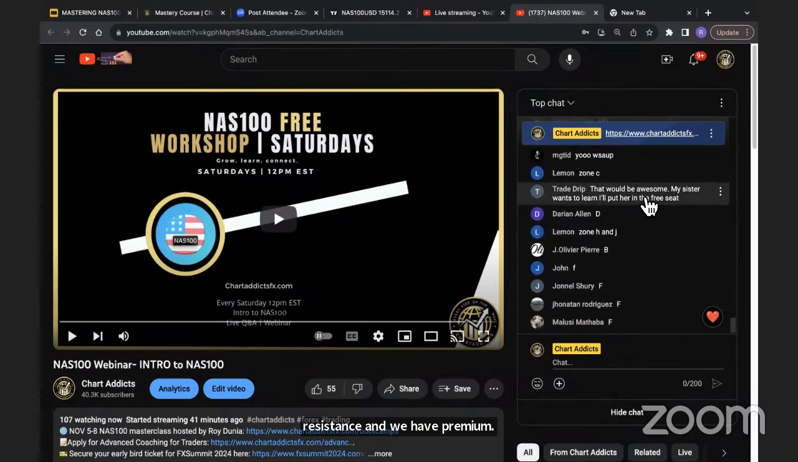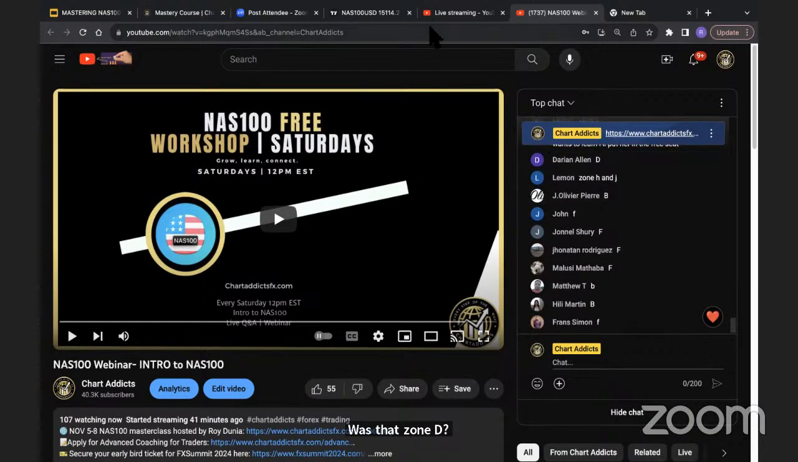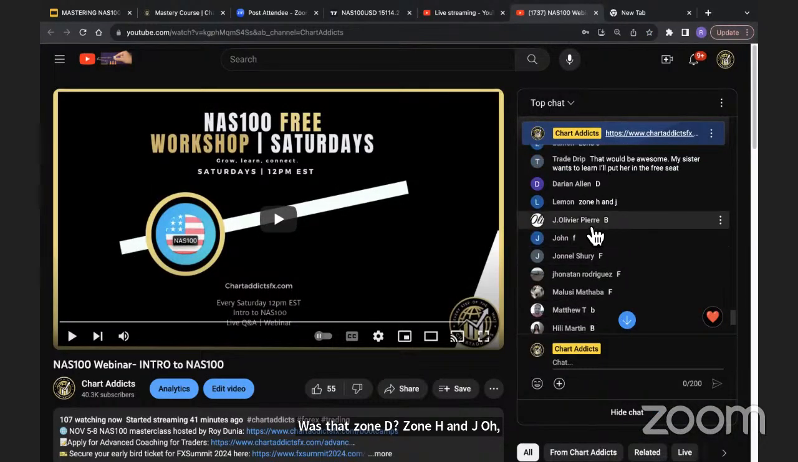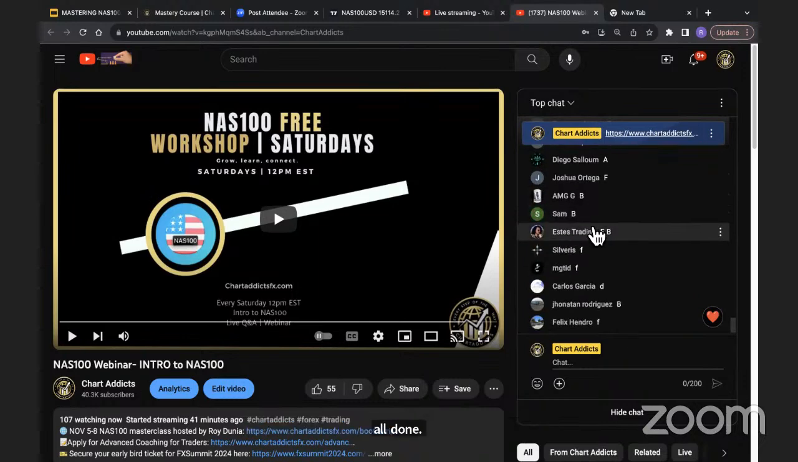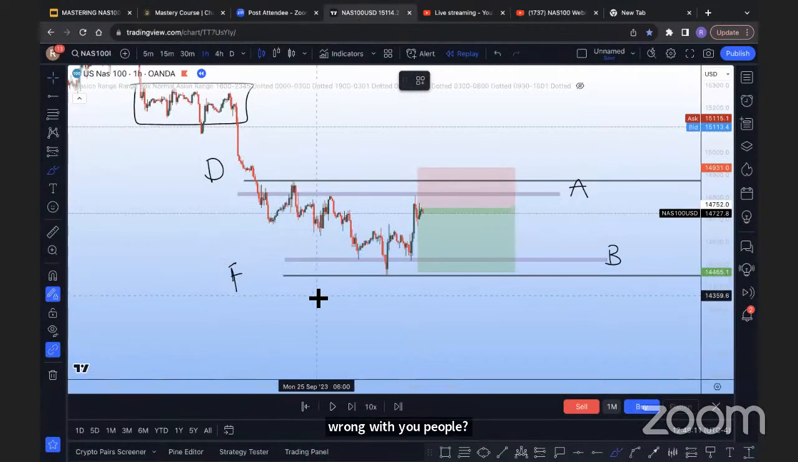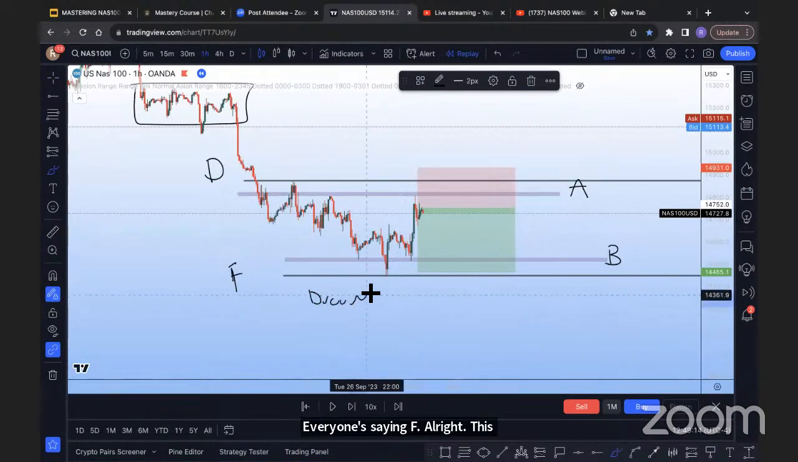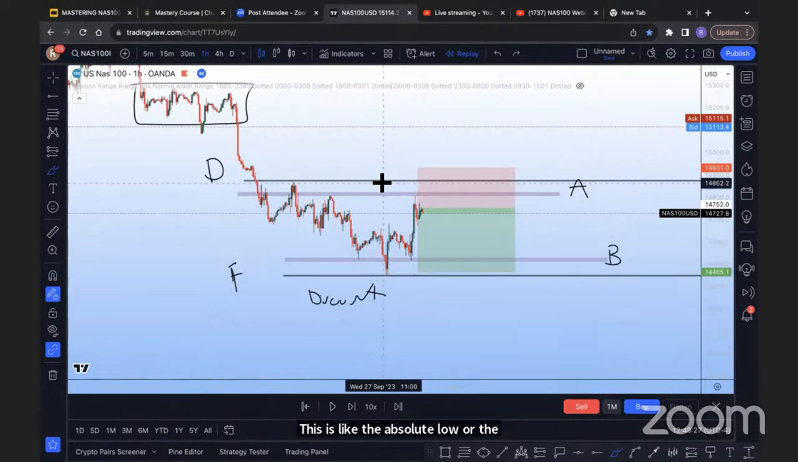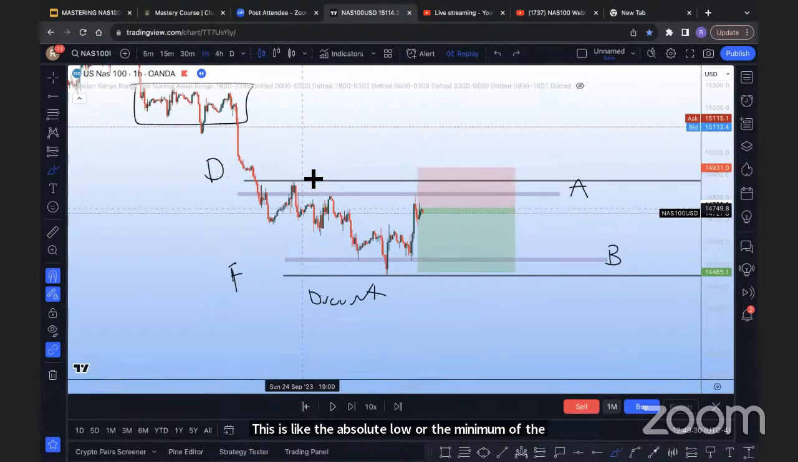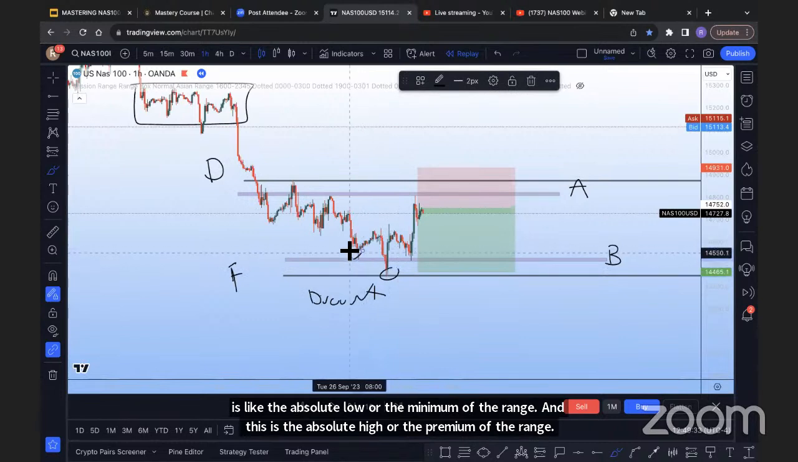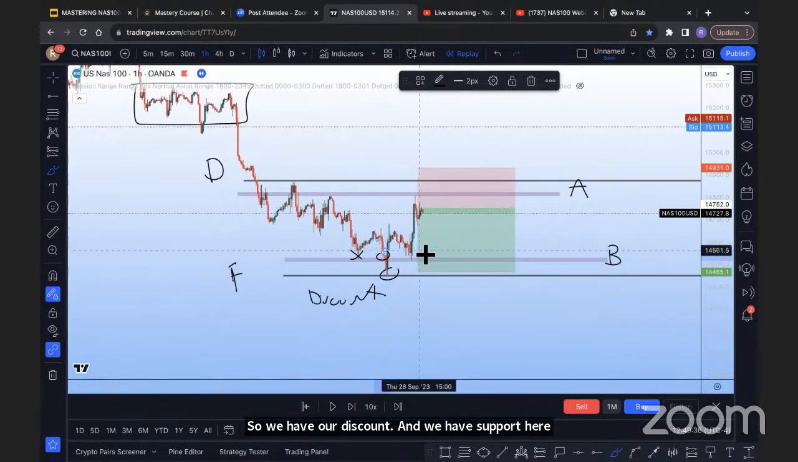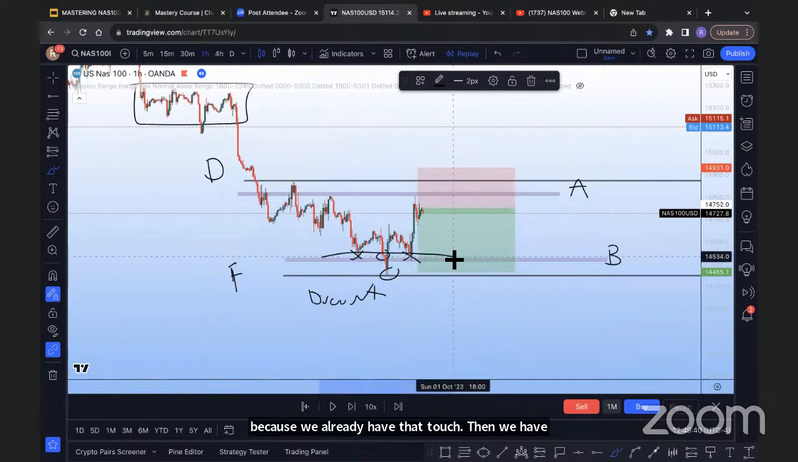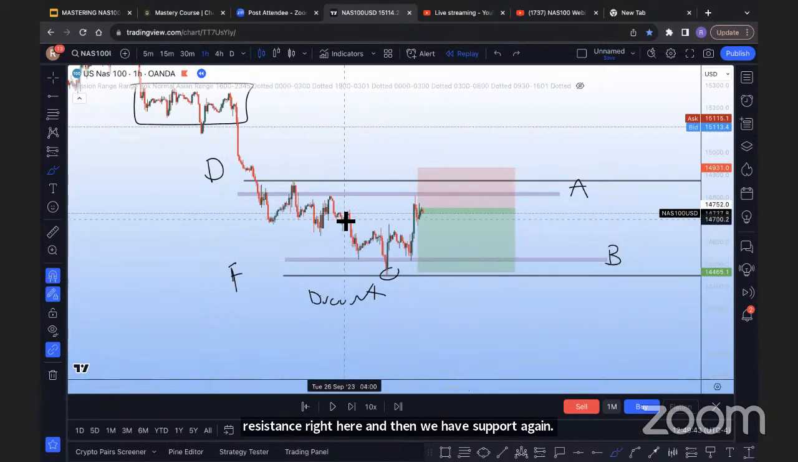Someone said zone D, zone H and J. Bro, you're all done. J Olivier is the only one that got it right. Everyone's saying F. All right. This is my discount. This is the absolute low. My support level, support is confirmed by multiple touches. You can't just have one touch and say, oh, that's support. This is the absolute low or the minimum of the range, and this is the absolute high or the premium of the range. So we have our discount, and then we have support here because we already have that touch. Then we have resistance right here, and then we have support again. Where the most touches are is your support. So based on that logic, which one of these zones is my resistance?